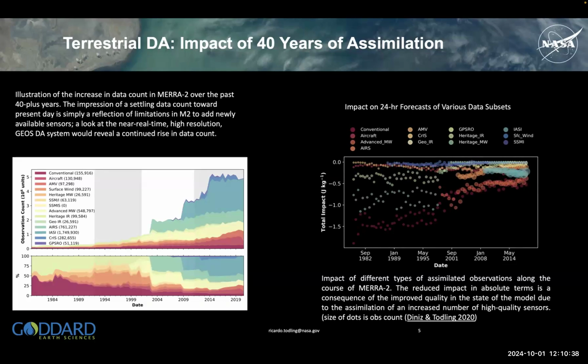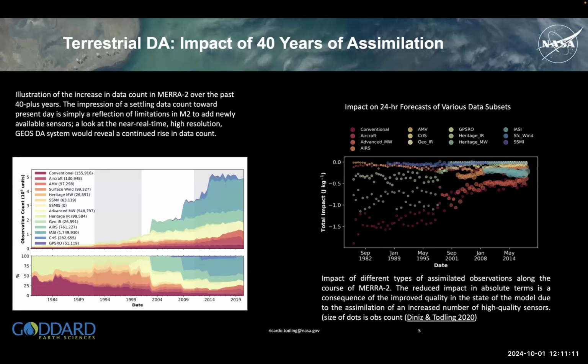1999 was when Terra was launched, the Terra satellite. From that point on we have really a richness of observations, mainly satellite observations, and the rise continues to take place. The figure gives an impression that there is a bit of a saturation, but that's not really true. It's only true for the particular MERRA-2 system here, which is the reanalysis system from GMAO.